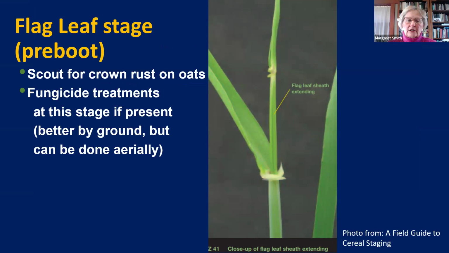So the flag leaf stage, we're moving on through the reproductive stages now. Up until this stage, we're scouting for crown rust, as I mentioned. Any time from stem elongation up until the flag leaf stage, be scouting for crown rust. So the worst disease we experience for oats in the upper Midwest. And you can apply fungicides. Most people do this by ground, can be done aerially. You get better coverage, obviously, with ground application.